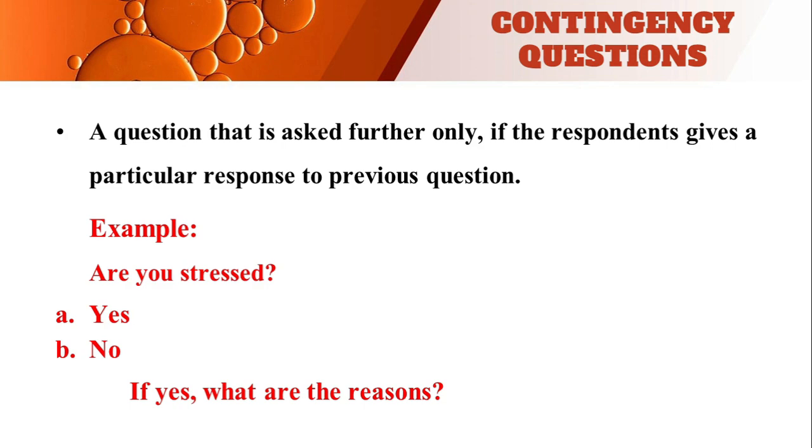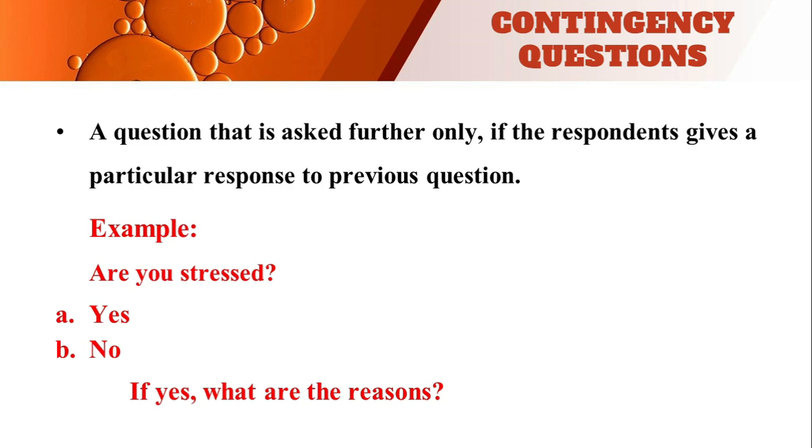The next one is the contingency question. You might have seen, if you are answering some questions, that from that question, another question will be generated. For example, we ask a question, what did you eat today? They say, I eat rice, I eat chapati, I eat noodles. For that question, they give one answer. From that answer, we make another question. Why didn't you eat noodles?